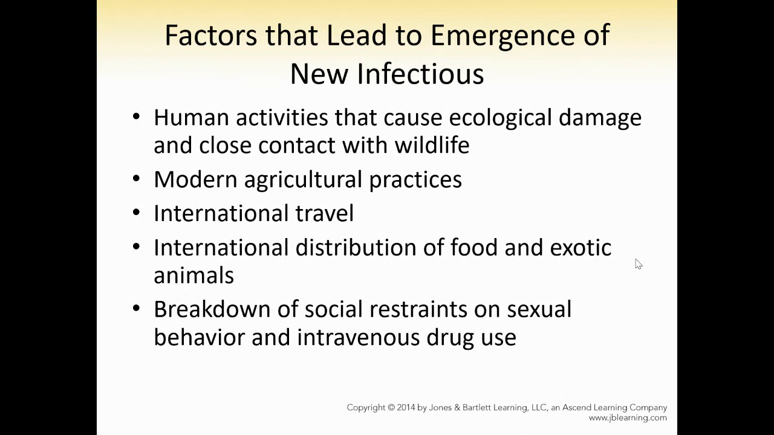Some of the modern agricultural practices. International travel is really a big one, and we have that example perfectly now with COVID, where it started off in China and you saw how quickly it spread worldwide in a short amount of time. International distribution of food and exotic animals, and then breakdown of social restraints on sexual behavior and intravenous drug use.